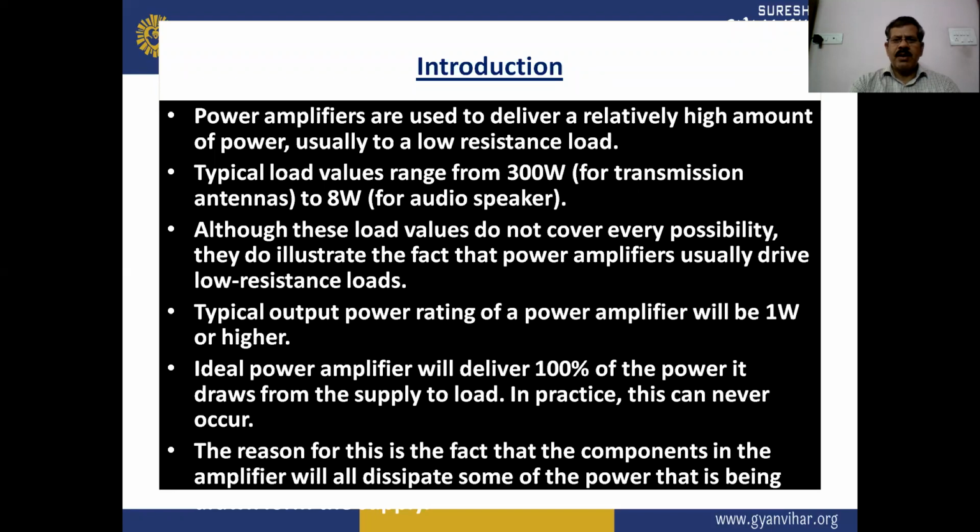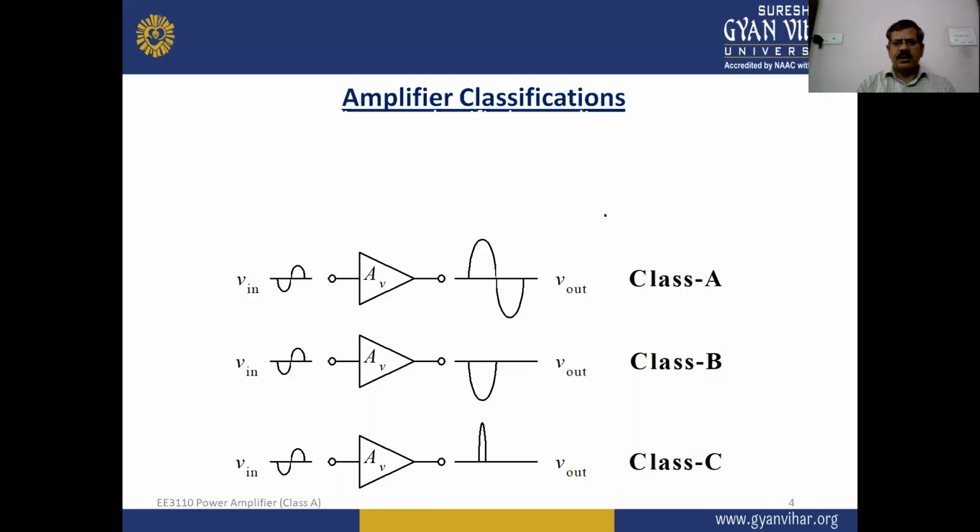power rating of a power amplifier will be 1 watt or higher, and an ideal power amplifier will deliver 100% of the power it draws from the supply to the load. In practice, this can never occur. The reason for this is that the components in the amplifier will all dissipate some of the power that is being supplied.